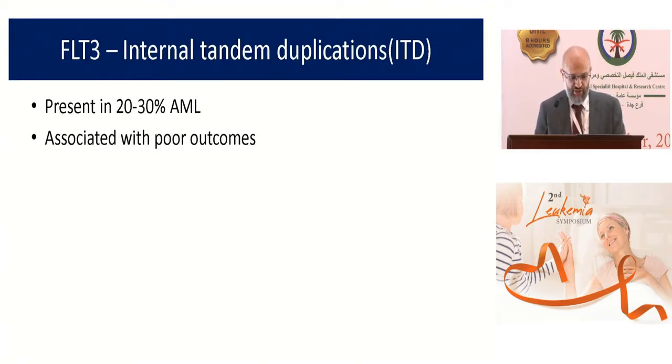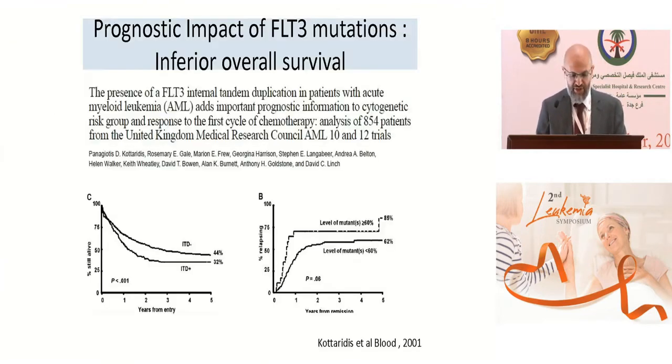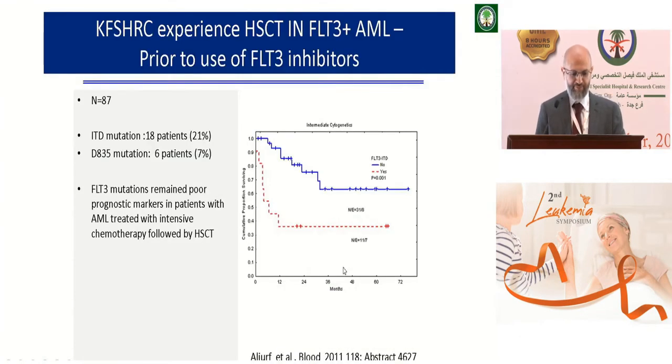So it's present in 20 to 30% of AMLs, and we know it's associated with poor outcome. That was a paper from Paranos Kotorides in Blood in 2001 that showed the inferior outcome in ITD positive patients and the relapse rate according to the allelic burden. So the higher the allelic burden, the higher risk of relapse.